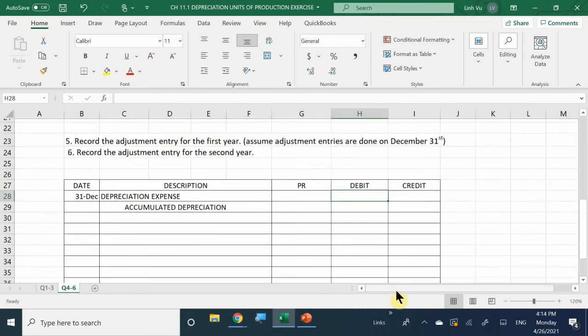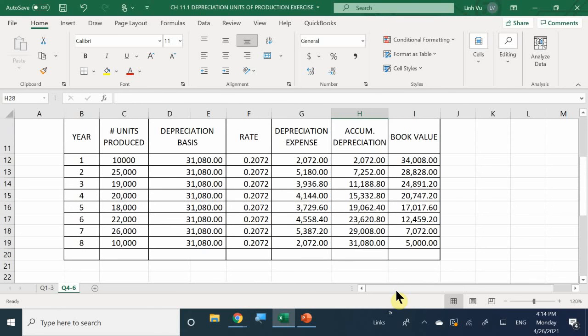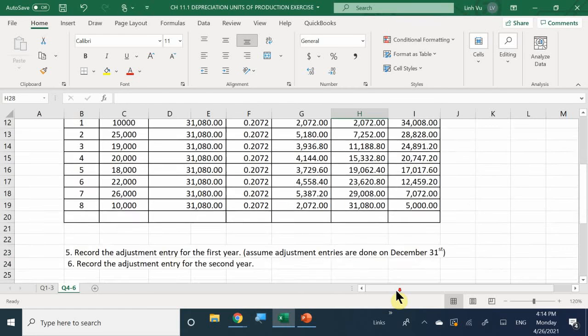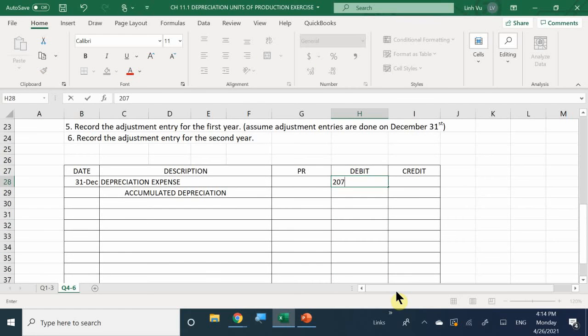Good. For how much? What was the first year's depreciation? 2,072. $2,072. Good. All right.